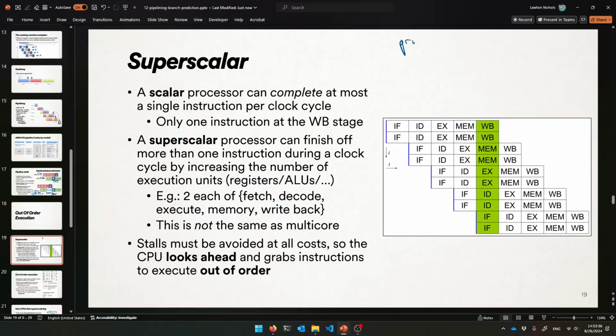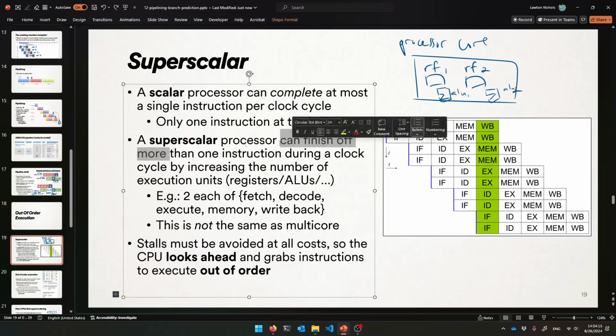So here's a processor core, and it has multiple ways of executing instructions. It has 2 separate little mini CPUs essentially inside the core. It has 2 separate register files, for example: register file 1, register file 2. It has the ability to talk about 2 different sets of registers, and to do 2 different execution stages at once. So it's got ALU1 and ALU2, because it could be doing 2 execution stages at once. It's got 2 of everything. That's a superscalar processor.